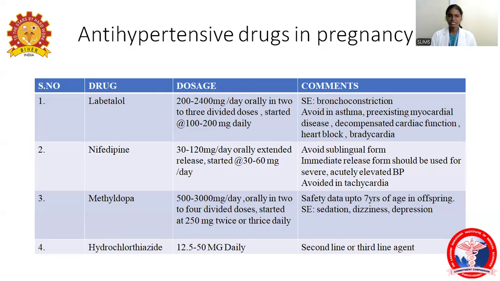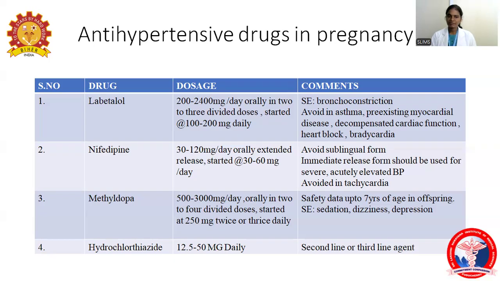So this is the chart showing the drug along with the dose, side effects and contraindications. The first and most common antihypertensive we are using during pregnancy is labetalol. You can use it up to 2400 milligram per day orally in 2 or 3 divided doses, starting at 100 to 200 milligram daily. Side effects include bronchoconstriction, so we should avoid this in asthma, pre-existing myocardial disease, decompensated cardiac function, heart block, and bradycardia.